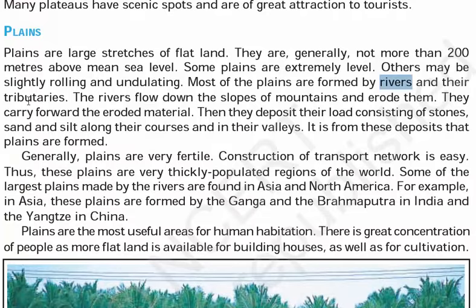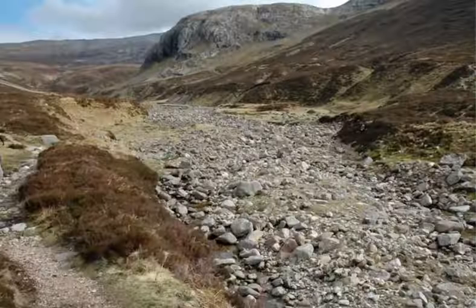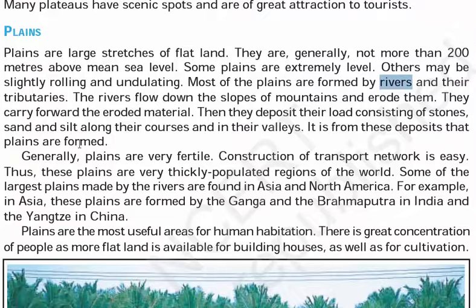So quite a lot of times, when you see a place where the river has totally dried out, you can see the bed of that river, it's a complete long stretch of flat land. And we have also seen that a lot of stones and sand are deposited along the course in their valley. So many rivers have this stone and sand boundary along their side. It is from these deposits that plains are formed.